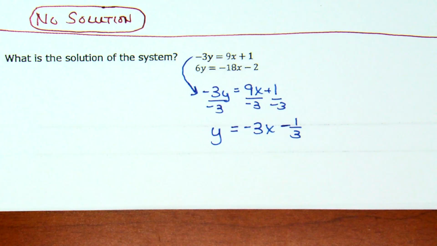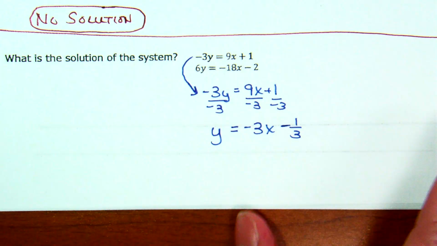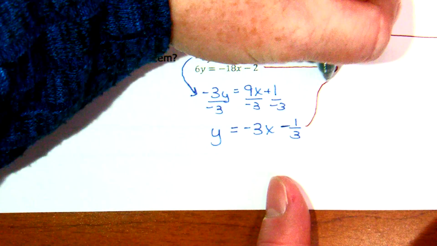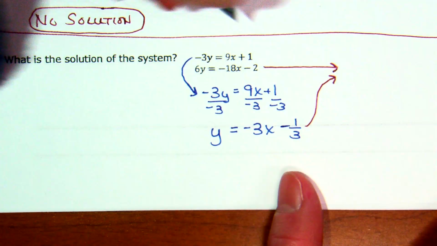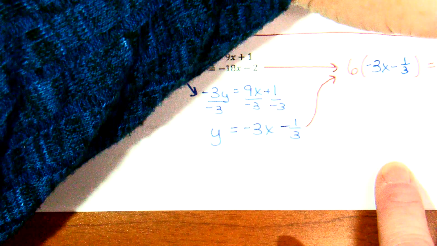Okay, so officially, some of you have already realized what's going to happen. But officially, in the other equation, we're going to substitute this in for y. So it's supposed to be 6y. So we're doing 6 times negative 3x minus 1/3 equals still negative 18x minus 2. Helps if I'm on the screen. Better?